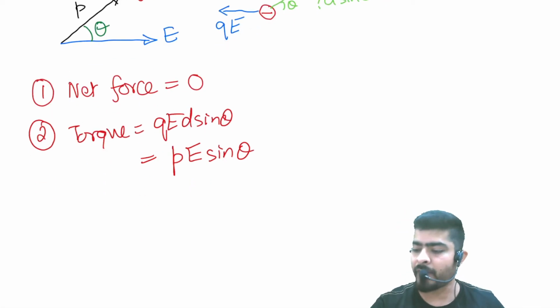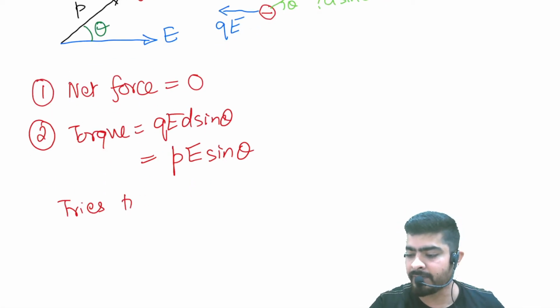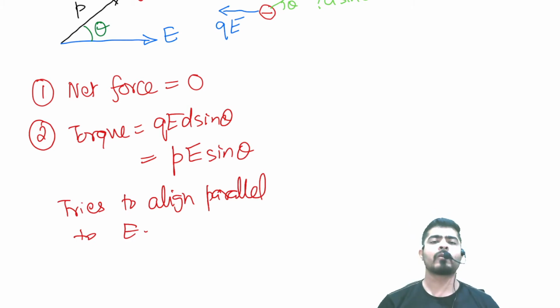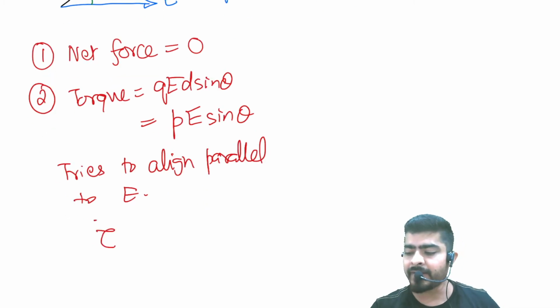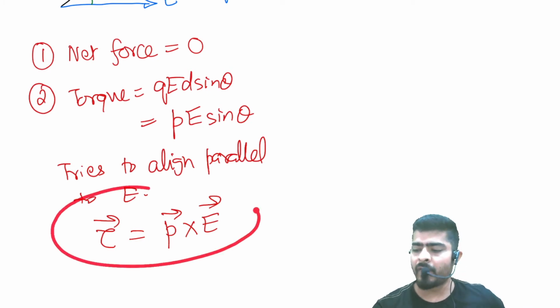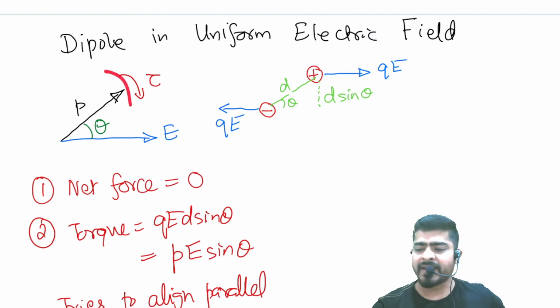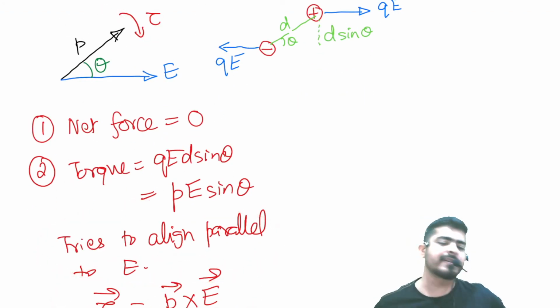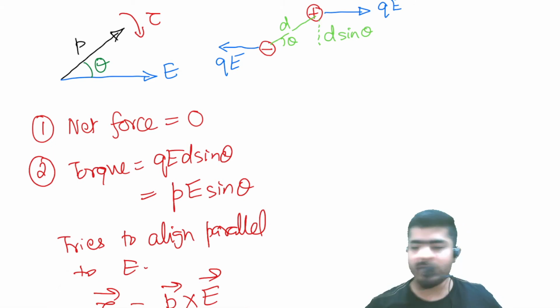So that's my next point I should write down. Tries to align itself parallel to electric field. And in vector form I can write down torque is equal to P cross E vector. Simple. But we rarely use this form of the formula. We can just directly write down that the dipole tries to align parallel to E, so the torque will be acting towards E. Simple. So this is your first part.